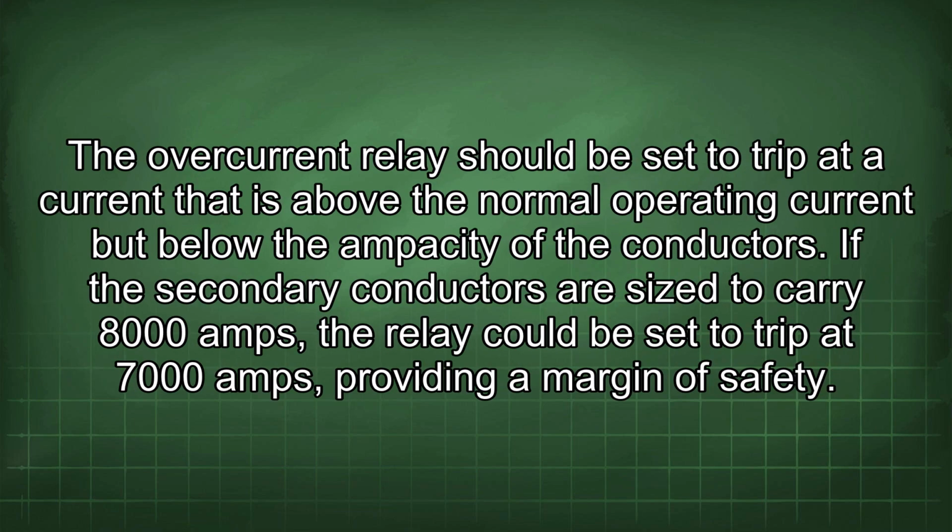The overcurrent relay should be set to trip at a current that is above the normal operating current but below the ampacity of the conductors. If the secondary conductors are sized to carry 8000 amps, the relay could be set to trip at 7000 amps, providing a margin of safety.